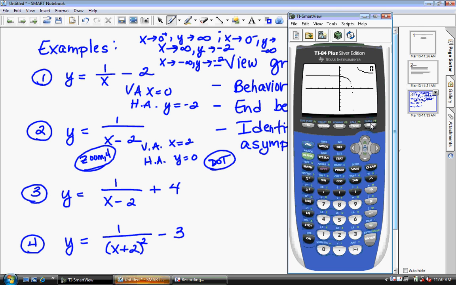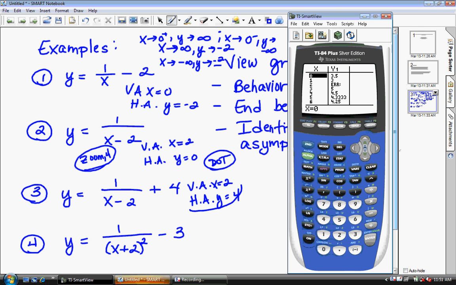But again, I can go 2nd and graph, figure out what's happening. So I'm getting really, really large, my values of y are approaching 4. So now my horizontal asymptote is y is equal to 4. And my vertical asymptote can be seen. I start at 0 and go back to the graph or table. I have an undefined or error message at 2, so my vertical asymptote is still at x is equal to 2.